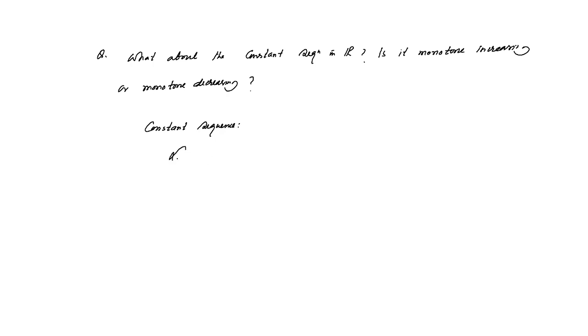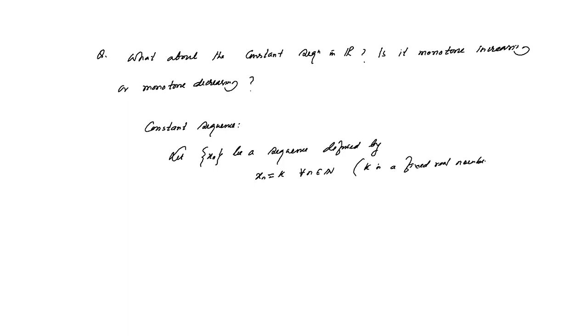So constant sequence: let xn be a sequence defined by xn equals some k for all n belongs to natural numbers, and k is a fixed real number. Then the sequence xn is called a constant sequence, a constant sequence in R.